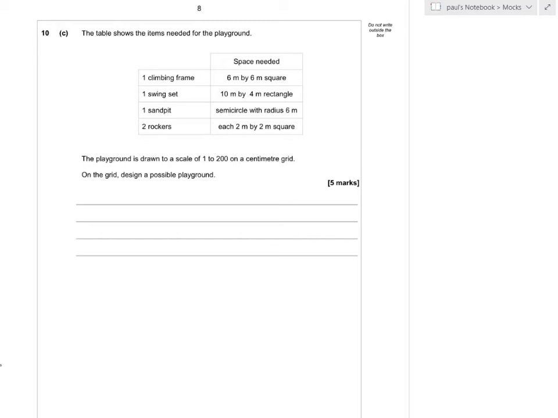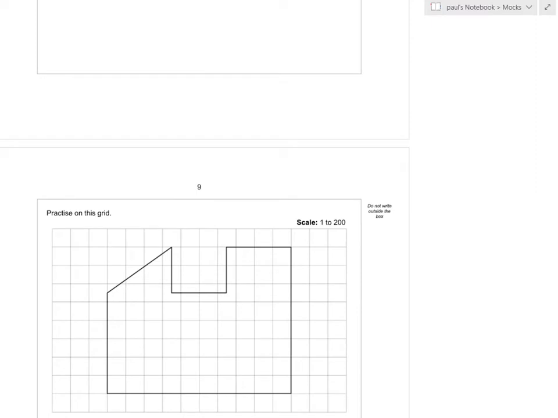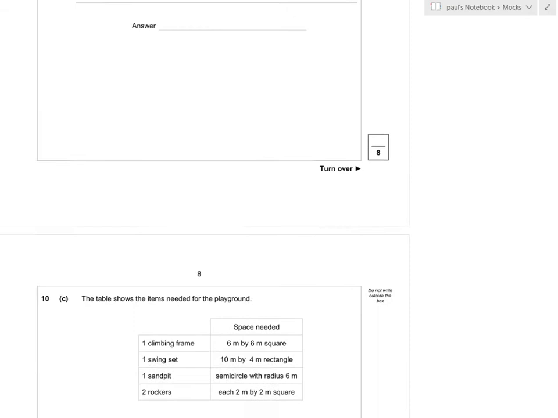So now we're doing something with a climbing frame. The table shows items needed for the playground: the climbing frame, the swing set. The playground is drawn to a scale on a centimetre grid. On the grid, design a possible playground. Now this is going to be difficult because we're going to have to go up and down. So scale 1 to 200.